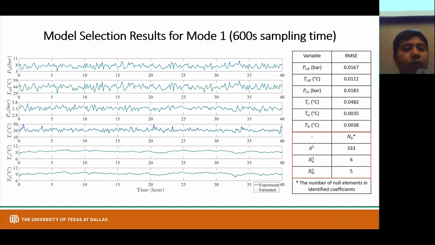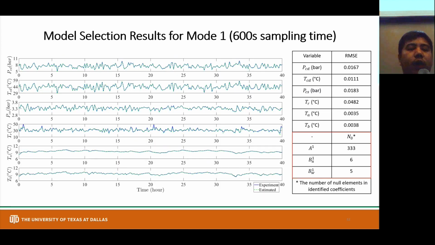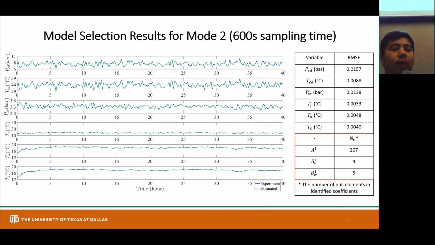Although the matrix A may be large because we have tons of the lift function of X, with the help of model reduction, about half of the elements in A are actually 0. And this is the model selection result for model 2.